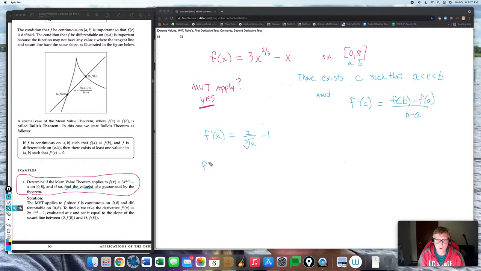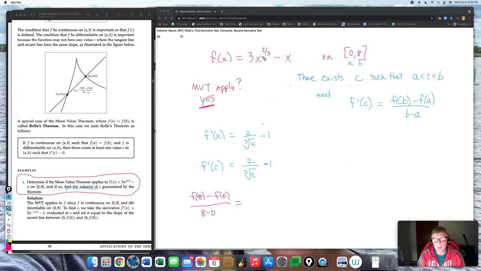Okay, so f prime of C is 2 over the cube root of C minus 1. So there's our expression for the slope of the tangent line, right? Now for the secant line slope, I have to find f of B minus f of A, right? So let's see, I need to find f of 8 minus f of 0 over 8 minus 0. This is our secant line slope, right?